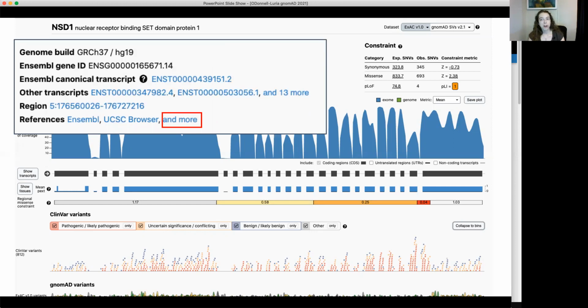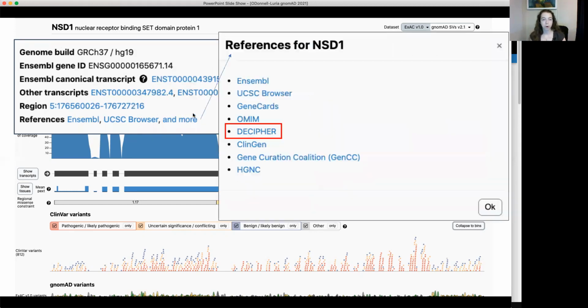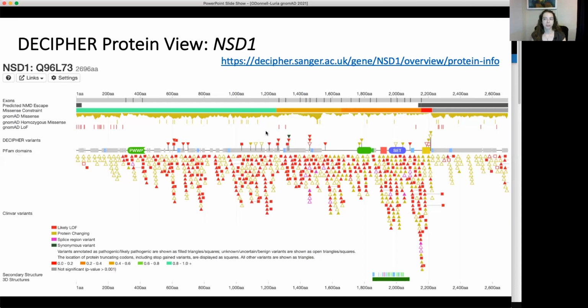I wanted to point out one other external site that's very helpful. We've linked to a number of external sites. This little menu is on the gene page right under the gene name for every gene. If you click "and more," it opens up this additional page. One of the things I recommend checking out is DECIPHER. You click DECIPHER, and it takes you to another page. You might need to click the protein view on that page, and then you can take a look.